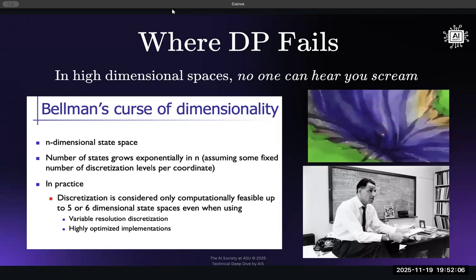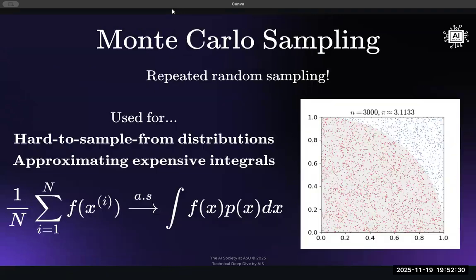The guy on the right, Bellman, is one of the pioneers of reinforcement learning, and he came up with this observation that there is a huge drawback in high dimensions of dynamic programming. It grows exponentially, the number of states, which is not good. So we need to consider something else.